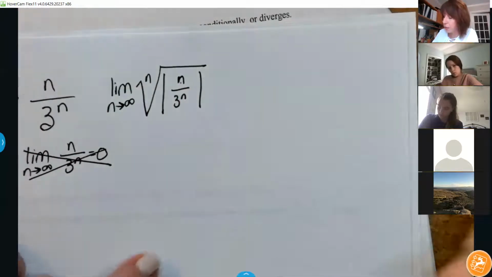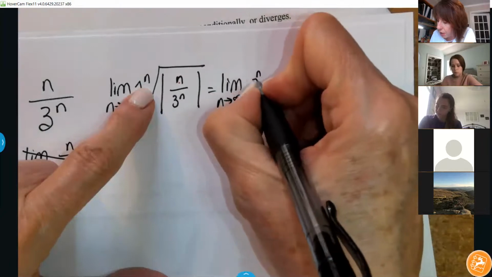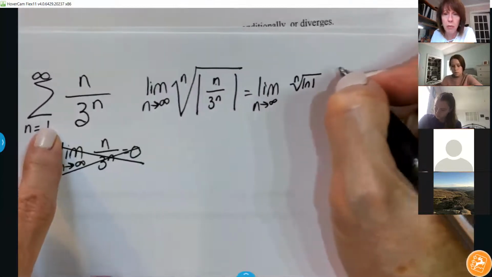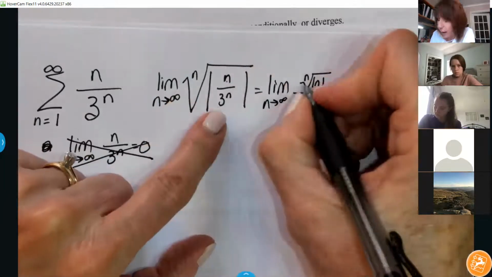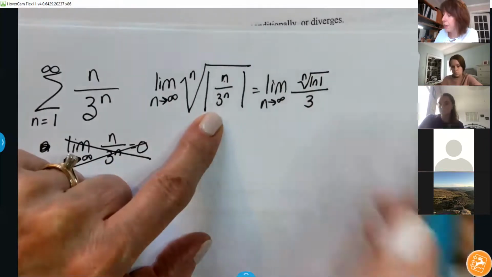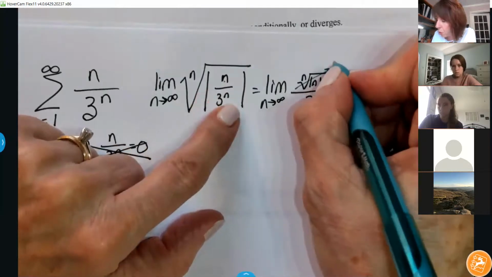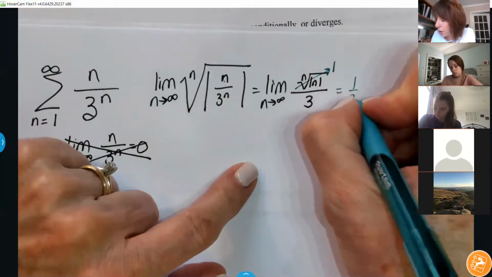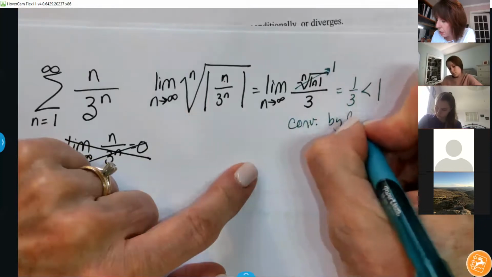Well, let me just write it out. I'm going to have the nth root of the absolute value of n, which will just be n because we're always positive, nth root of n, over, when I apply that root here, I just get a 3. Remember, if this is just an n squared, n cubed, these are always going to 1. Those guys are always going to 1. So this is just 1/3. Less than 1 converges by root test.